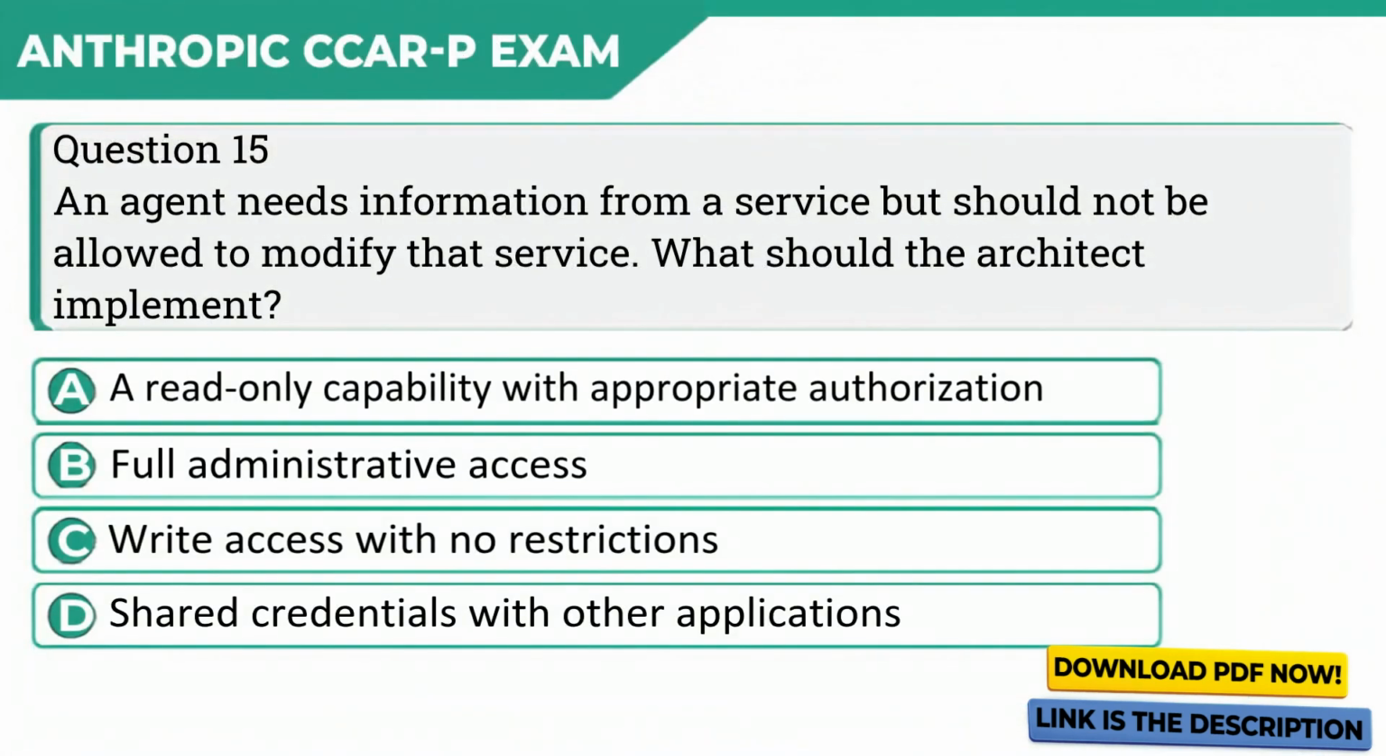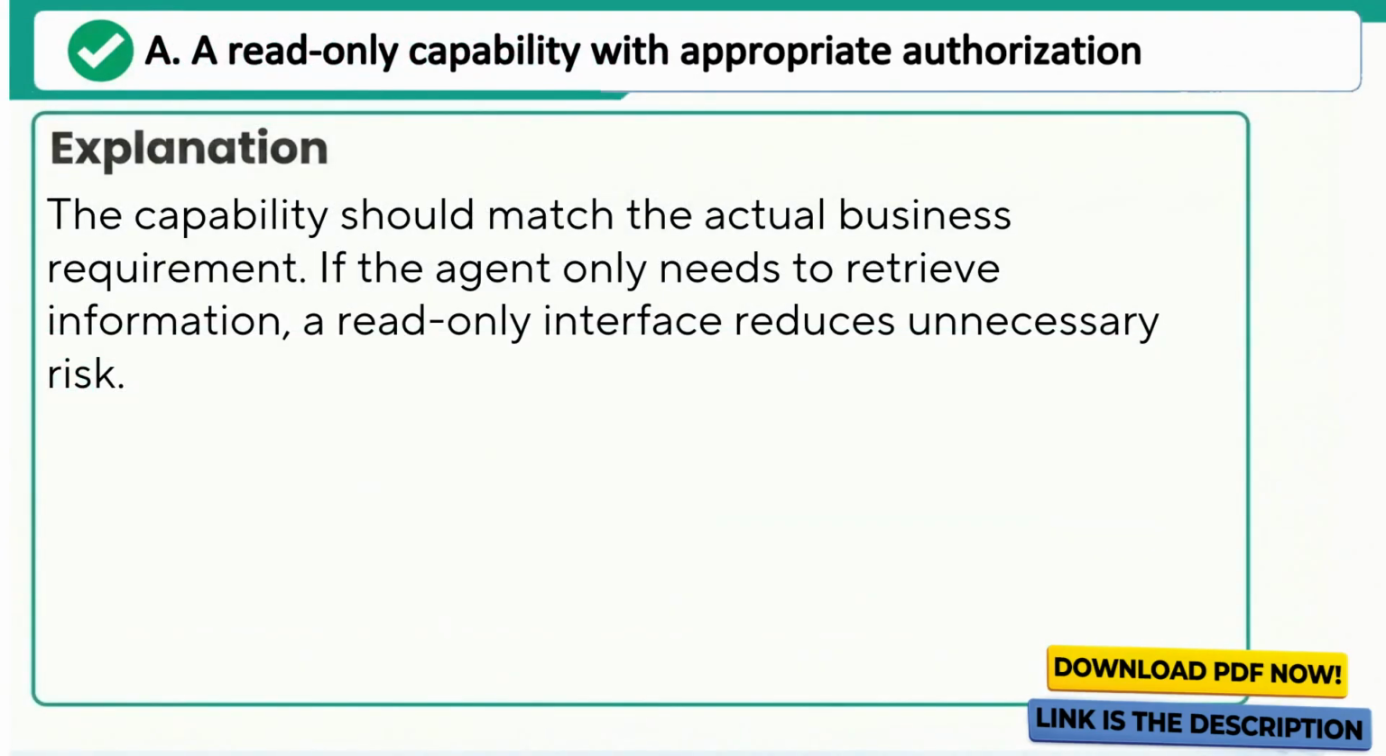Question 15. An agent needs information from a service but should not be allowed to modify that service. What should the architect implement? A. A read-only capability with appropriate authorization. B. Full administrative access. C. Write access with no restrictions. D. Shared credentials with other applications. Correct answer: A. A read-only capability with appropriate authorization.